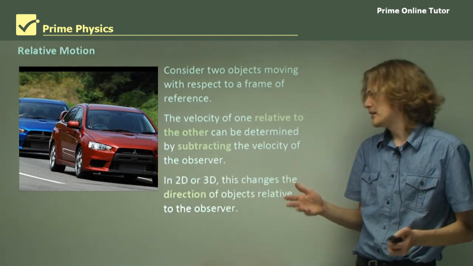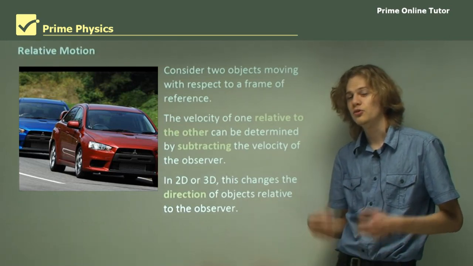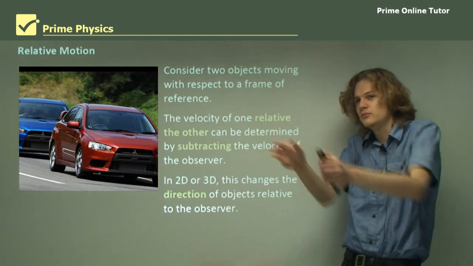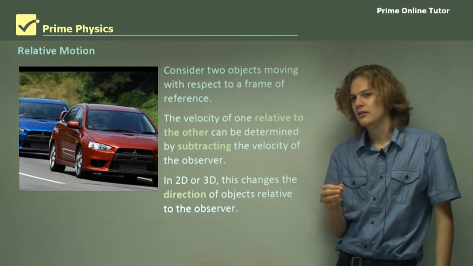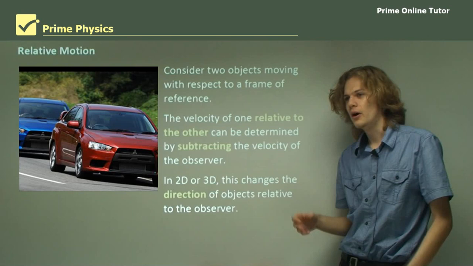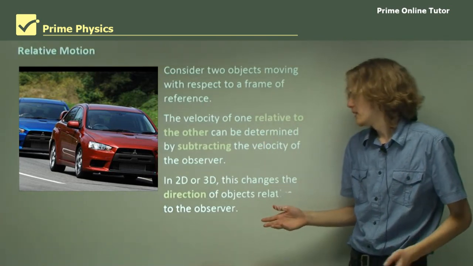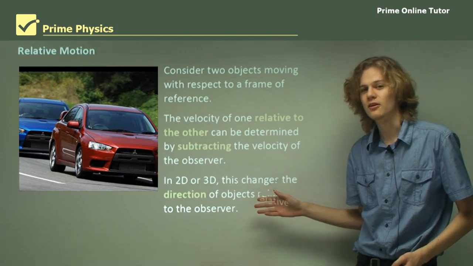So in 2D or 3D, this will change the direction of objects relative to the observer as well. If you're driving down a highway, you're just going in one direction, so the car will be moving forward or back, and from anyone else's point of view, it will also be moving forward or back across the ground. But if someone else is moving in a different direction, say at an intersection, then this will change the direction that they perceive the car to be moving in.